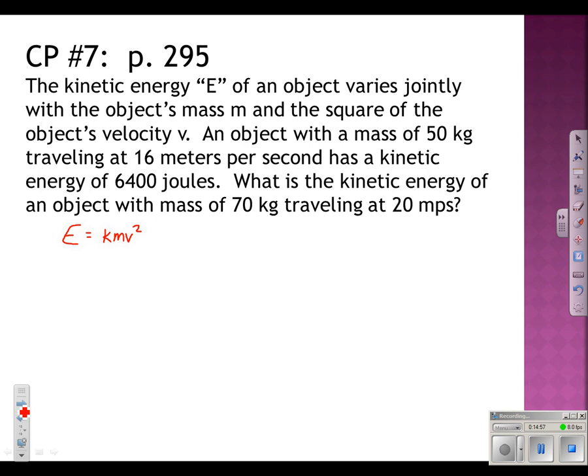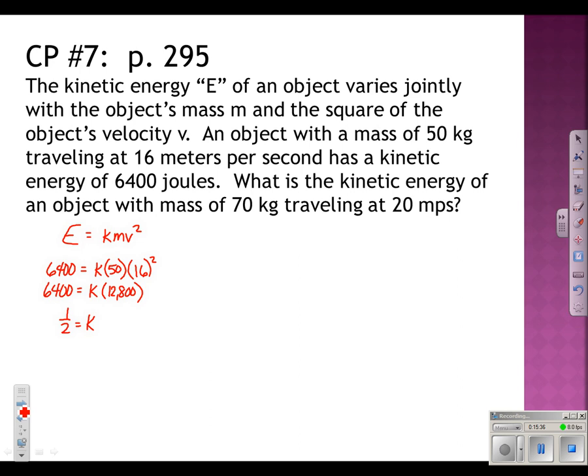So working through this one, the energy that they give us in here is 6,400 joules. Fill that in. Constant of variation, we don't have it yet. The mass of our first situation is 50, and the velocity for that first situation was 16 meters per second. And we have to square our velocity. All right, so 6,400 equals k times 12,800. Divide both sides by 12,800 and you get a half.